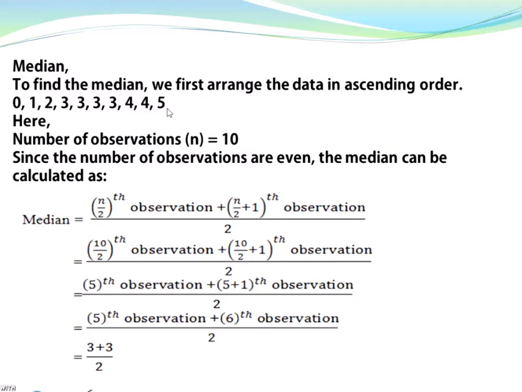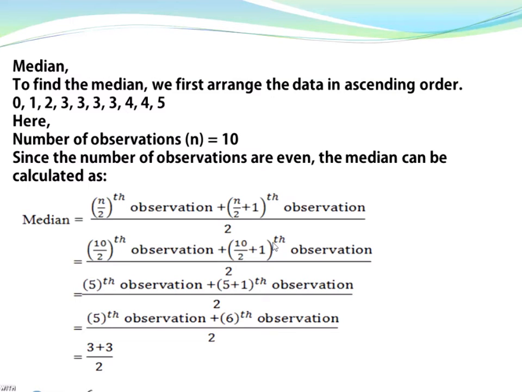Now here we have got number of observations as 10. Now 10 is an even number. So there will be 2 middlemost values. Now there is a formula given. This formula, if you want to use, you can use, but at times this can be confusing.